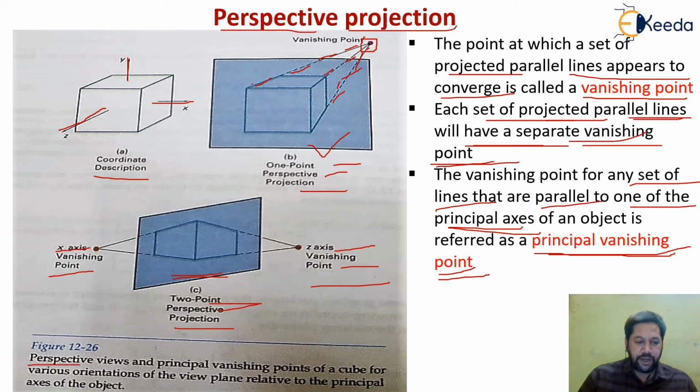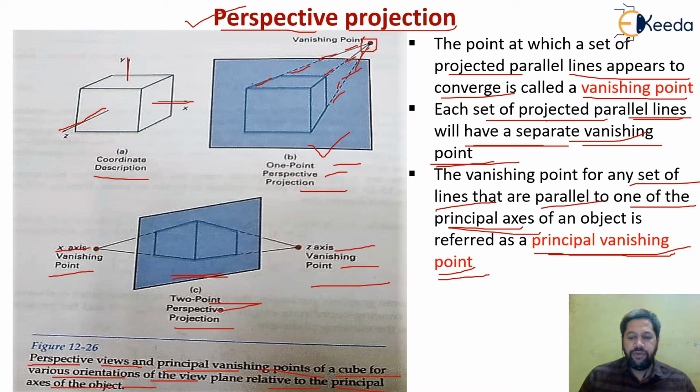The perspective view and the principal vanishing points of a cube for various orientations. So I am taking different orientations of the view plane relative to the principal axes of the object. I think there is no need for us to go into more exact details of the perspective projection. So our aim for today's session is covered.